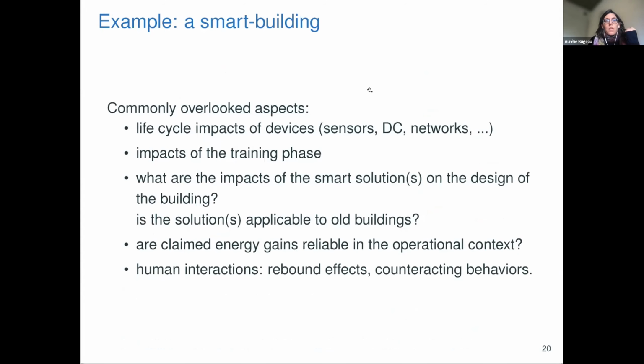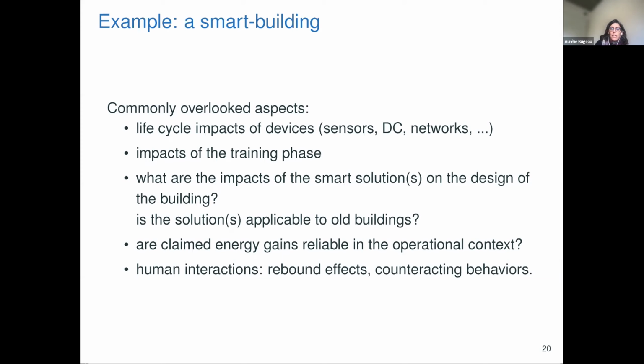So, for instance, if you look into smart building, what is overlooked is the life cycle impacts of the devices, as I said, not only looking at the training phase, but also what the impacts of the smart solution are on the design of the building. Do we need a new building to deploy this AI solution, or is it applicable to all buildings? All those questions are hardly discussed.